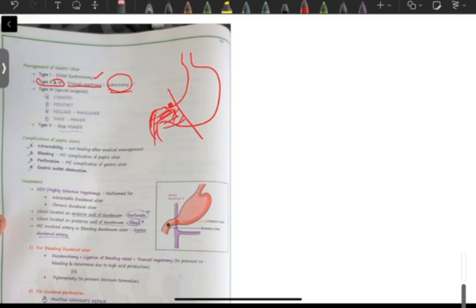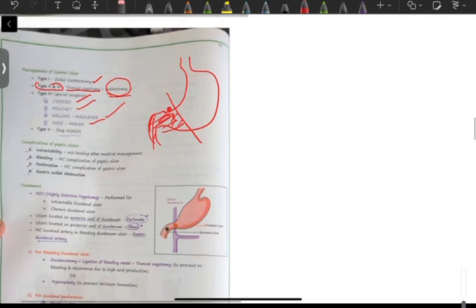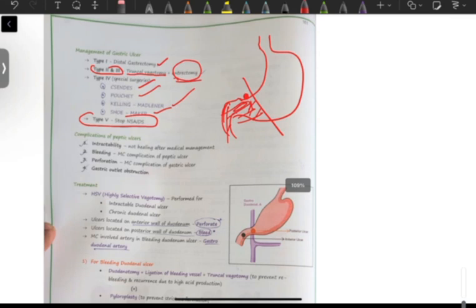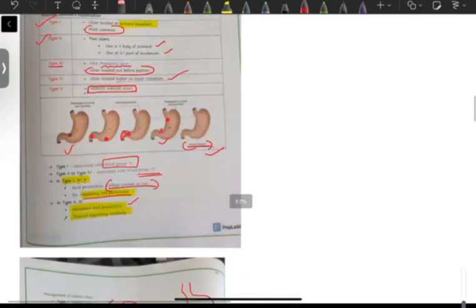Okay. For type 4, there are special surgeries: Sanders procedure, Pauchet procedure, Kelling-Madlener and Shoemaker procedures. So we will be discussing about this. For type 5, it is because of NSAIDs, so we have to stop NSAIDs. So this is the management of gastric ulcers, based on location, which we have studied.